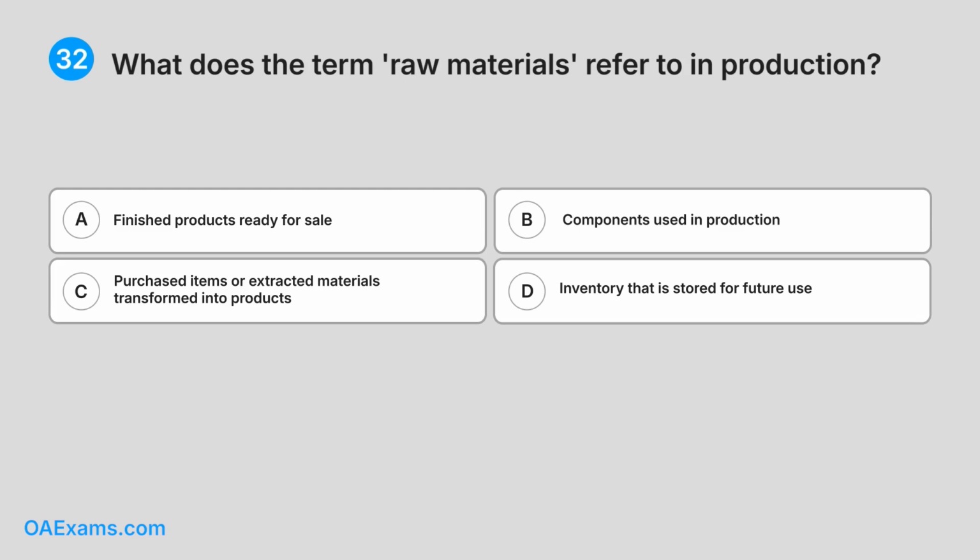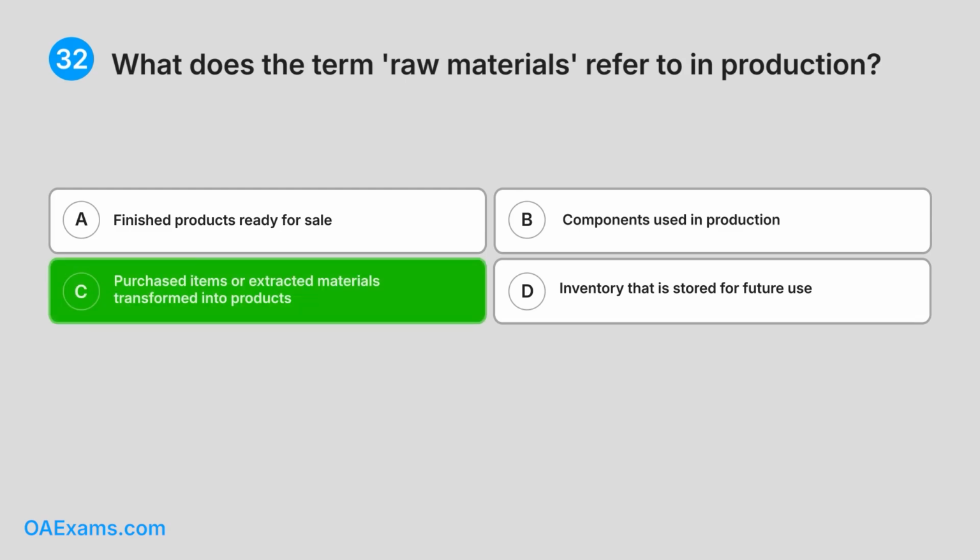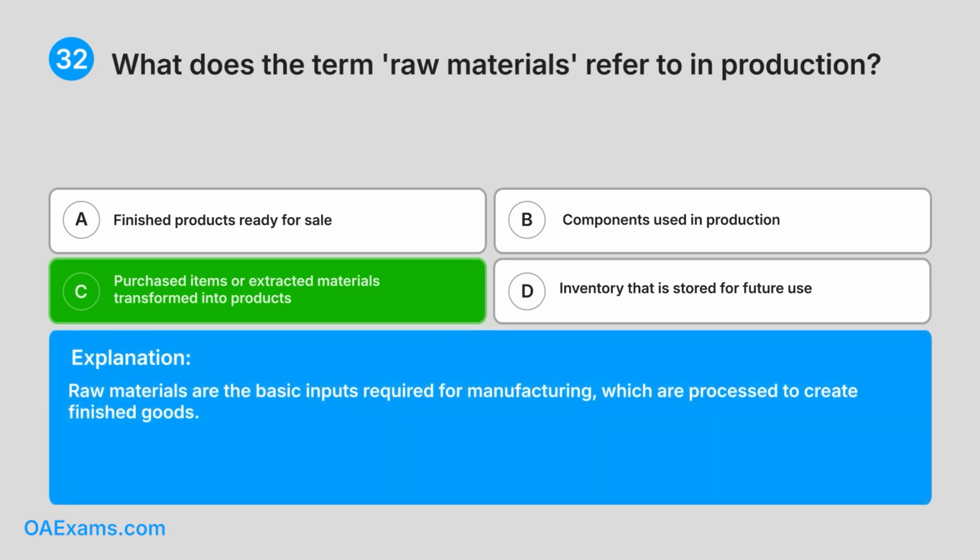Correct answer. C. Purchased items or extracted materials transformed into products. Explanation. Raw materials are the basic inputs required for manufacturing, which are processed to create finished goods.